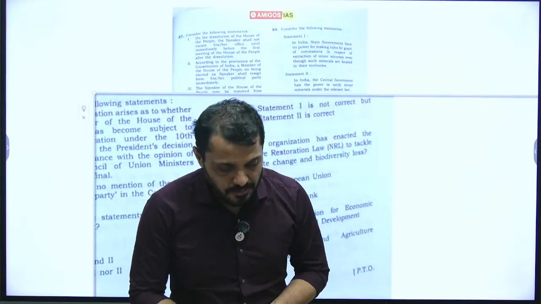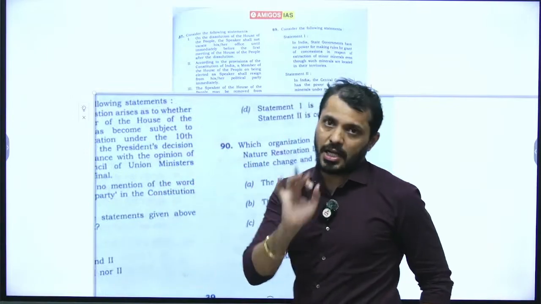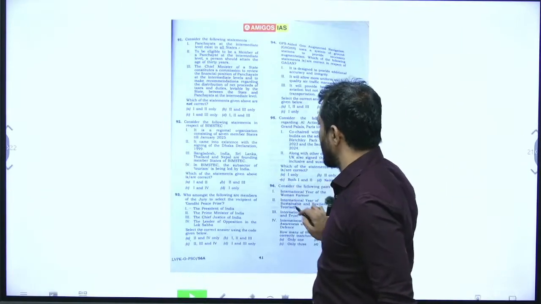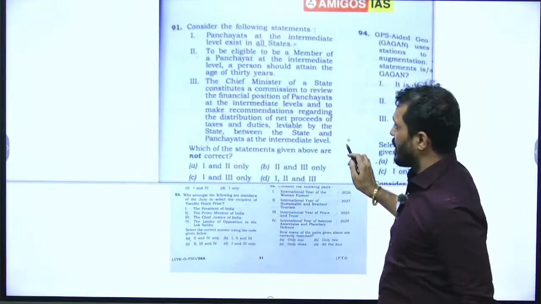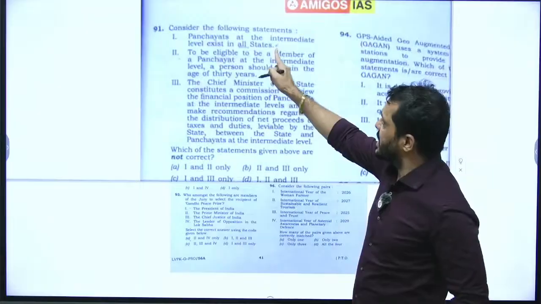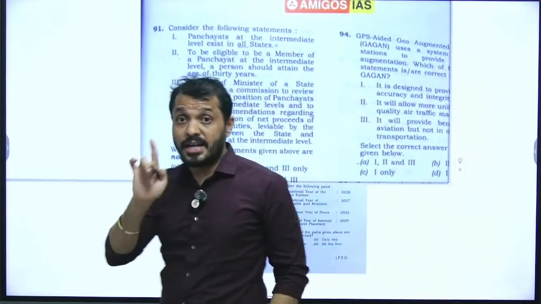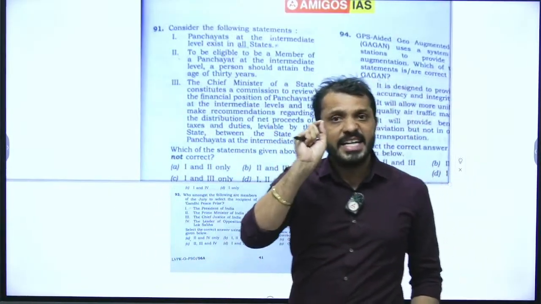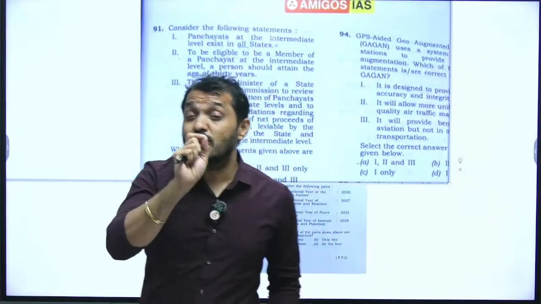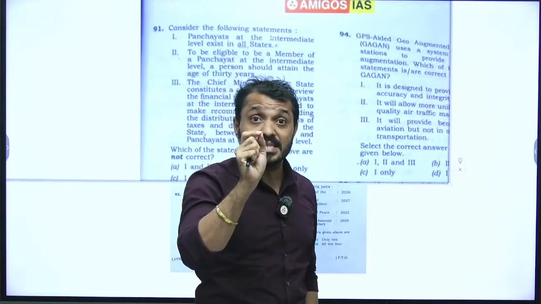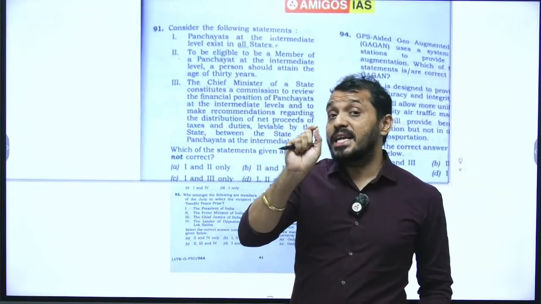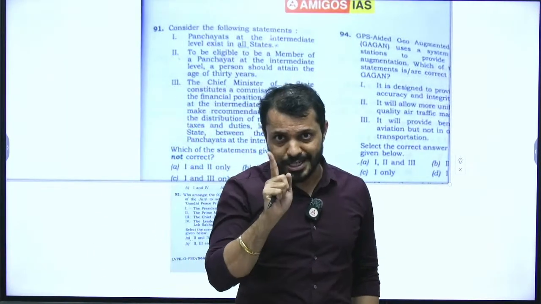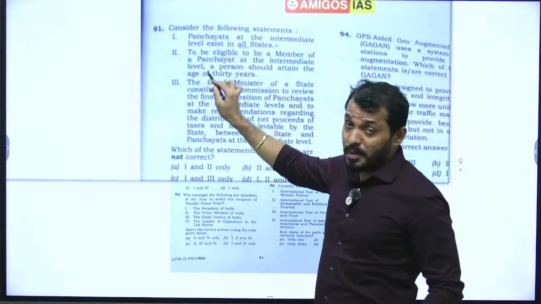Next, question number 91. This is about Panchayati Raj, local governments. This is also our classroom based discussion. Panchayats at the intermediate level exist in all states, not required. I told you that Panchayati Raj generally will be at 3 levels: village level, intermediate level, and district level. The intermediate level panchayat is not necessarily present in the smaller states. Even in some northeast states, it need not be present according to Article 243M.